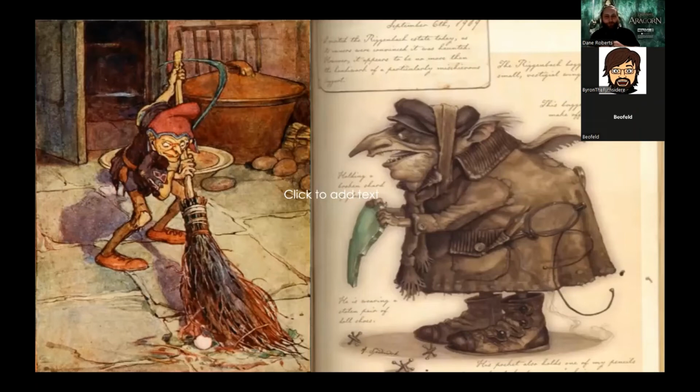Let's see here, how to describe a boggart. I'll pass it off to Beofeld and Byron again. How would you describe these individuals? Well, it gets really complicated because the folklore aspect of it becomes extremely diverse depending on which area you're in, and also as to whether they're good or bad. So it's extremely diverse.